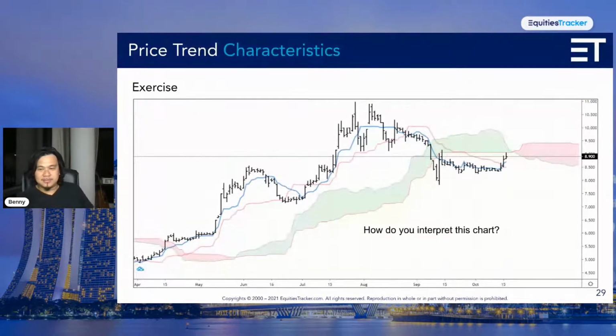Okay, anyone want to try? So three questions, right? Trend direction. What's the current momentum? What's the current strength? And what's the strength moving forward? Three. You have to answer these three first. Maybe you just want to type it down if you can.